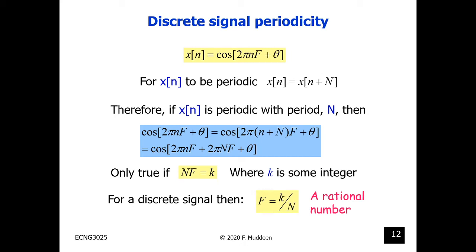So once NF is equal to k, where k is some integer, we satisfy the periodic property for the discretized time sinusoid, even though we do experience a phase shift here with respect to theta. This generally isn't a problem with the signal, but it can be an issue later on if further processing is done. And we will look at this later on in the course, as to how we can accommodate different phase shifts in discretized time.